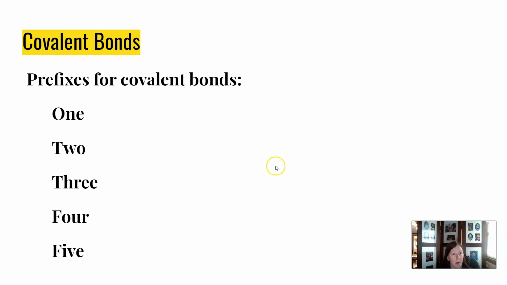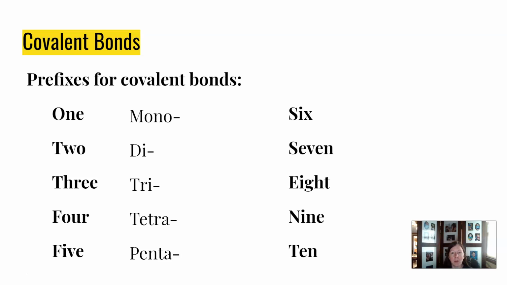And most of them you're probably already familiar with from other classes. 1, mono. 2, di. 3, tri. 4, tetra. And 5, penta, like pentagon. Okay. Then we have 6, and 6 is hexa. 7 is hepta. So if these are new prefixes for you and you're having difficulty trying to learn the two H's, remember that hexa has an X in it and 6 does also. So that can help you determine which one's hexa and which one's hepta.